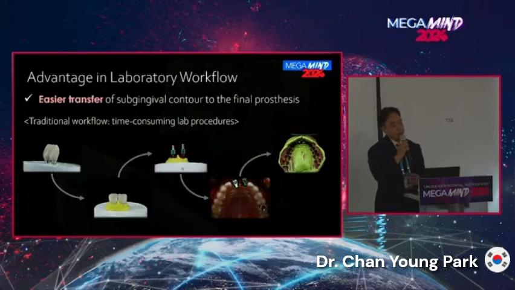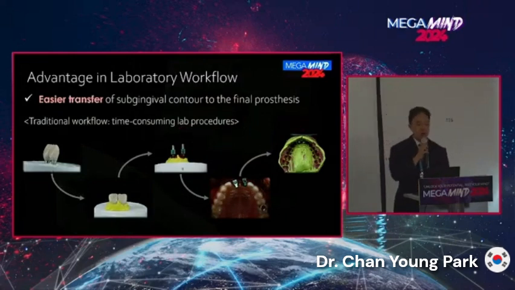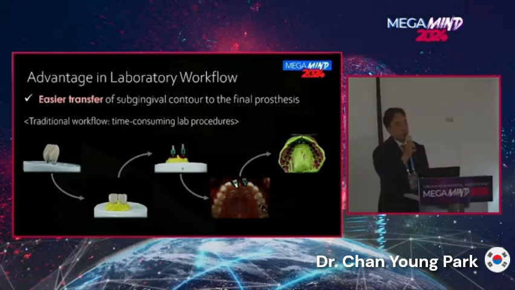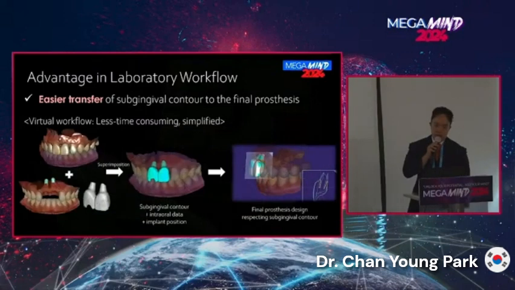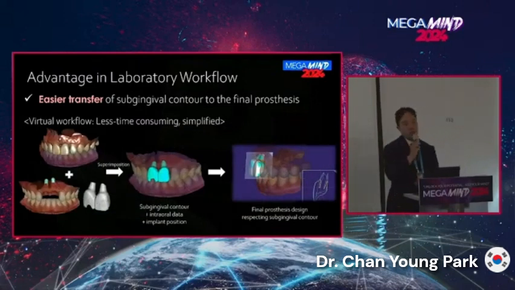But I think another major advantage is the simplification of the lab workflow, because in aesthetic zones, it's important to transfer the molded subgingival contour to the final prosthesis. And in the traditional workflow, it is quite time-consuming, potentially requiring more patient visits. But using the virtual workflow, only the scanning of the needed information and superimposition is needed to transfer the subgingival contour to the final prosthesis.